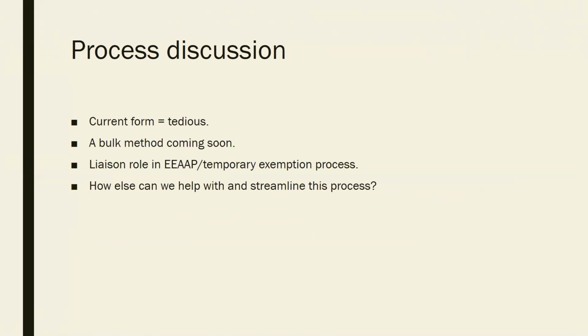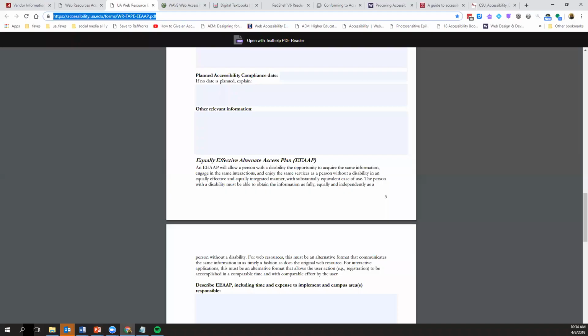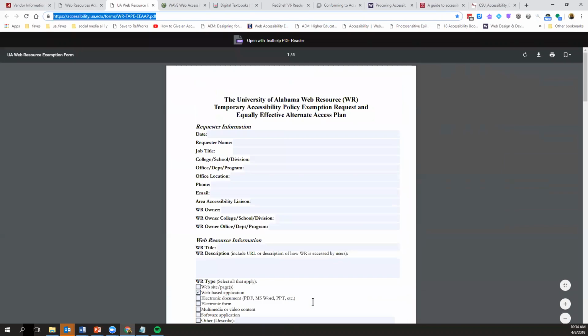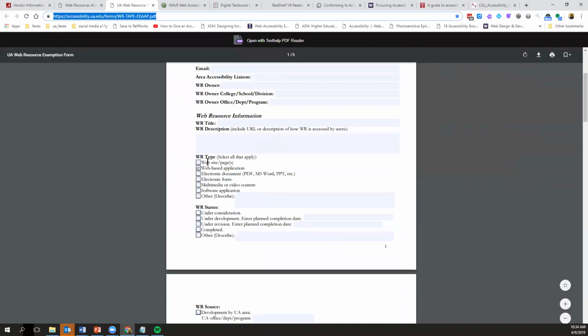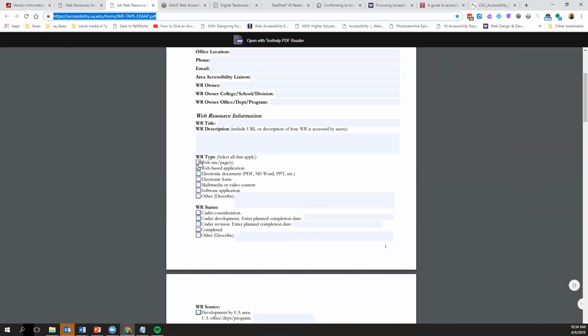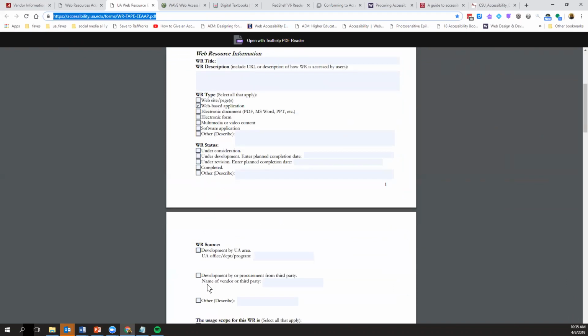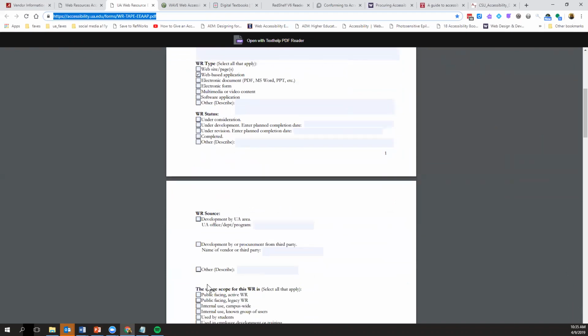The final part of this portion of the meeting was a discussion around the current sort of process, or what the process might look like for technology accessibility liaisons who are working with their constituents to apply for exemptions and submit EEAAPs. The current process is pretty tedious. It's a PDF form that, as laid out, if one was following the directions sort of as stated, would have to complete for every single document or form or web page for which one needed an exception or exemption. That's not going to work for us right now.